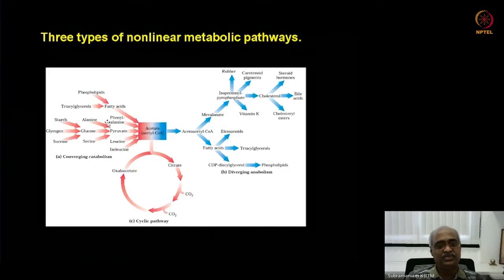So from different sources, we have looked at 3 different sources: lipids, proteins, and carbohydrates. Breakdown of all of them leads to acetyl-CoA. So the breakdown pathways are usually convergent. Okay, and the synthetic pathways, on the other hand, are divergent. So you start with a common precursor and then you build different kinds of molecules.